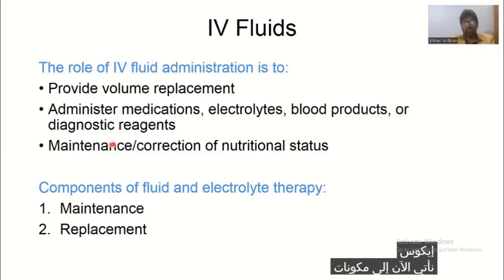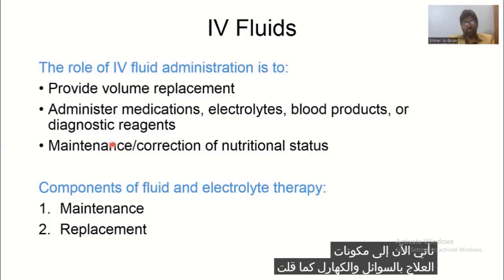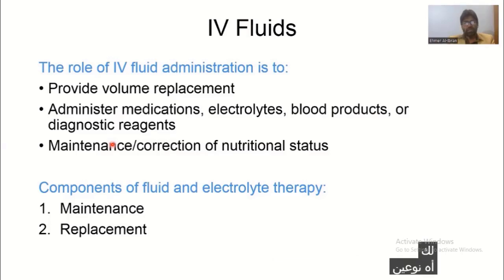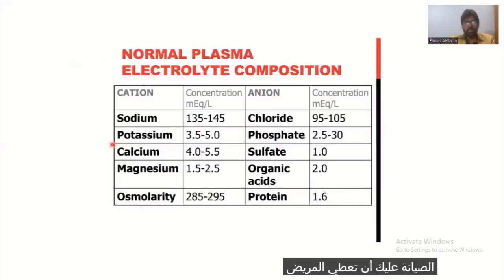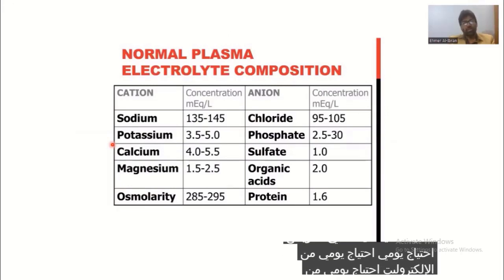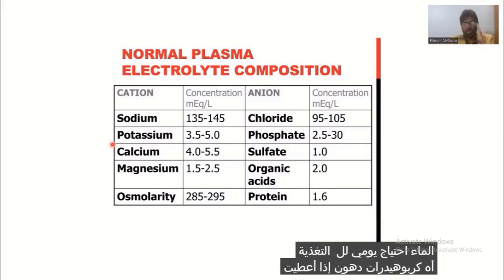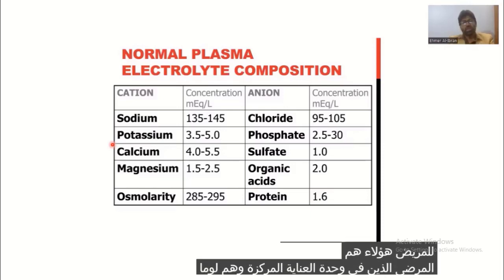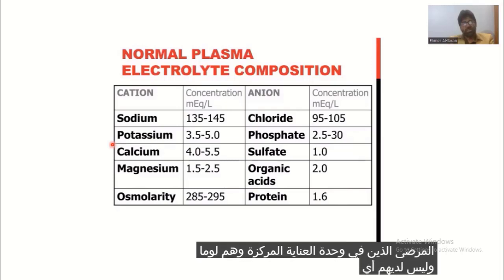Now come to the components of fluid and electrolyte therapy. As I told you, two types of indications: maintenance or replacement. In maintenance, you have to give the patient a daily requirement of the electrolyte, daily requirement of the water, daily requirement of the nutrition, carbohydrate, fat. These are the patients which are in ICU, they are in coma and don't have any extra losses.